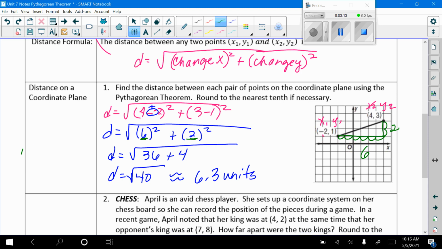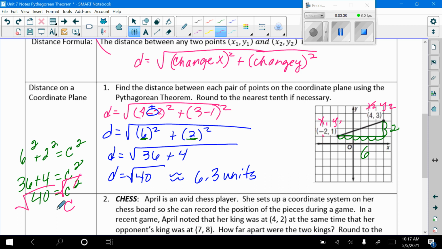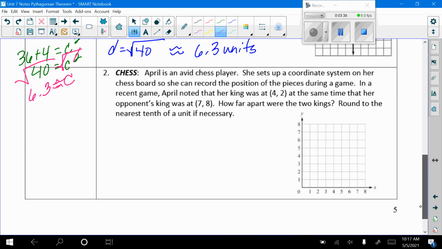I would have done 6 squared plus 2 squared equals c squared, which is 36 plus 4 equals c squared, 40 equals c squared. And to get that square root in there, this is when I would take my square root. So I get c equals 6.3, and that's an approximate.